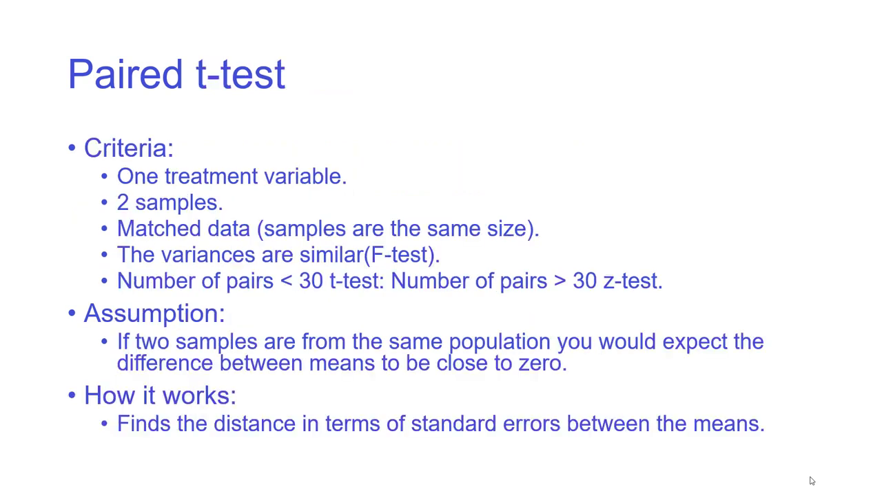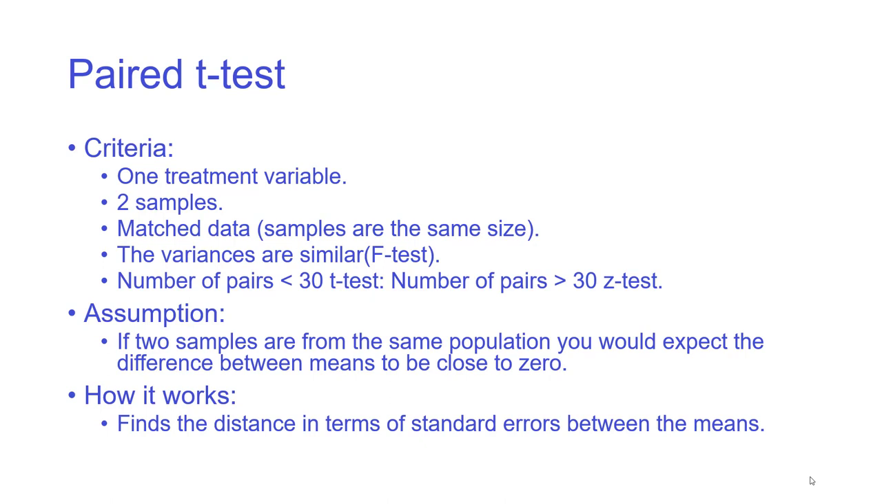So the criteria for using a t-test is you've got to have one treatment variable, two samples which are matched, so therefore they're going to be automatically the same size. The variances have to be similar, and in theory you would apply the z-test if there were over 30 pairs and the t-test if there were less than 30 pairs, but in practice we only ever apply the t-test.